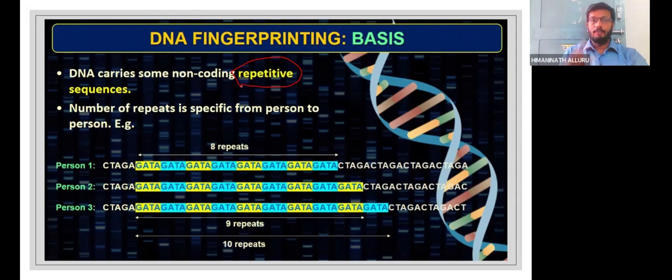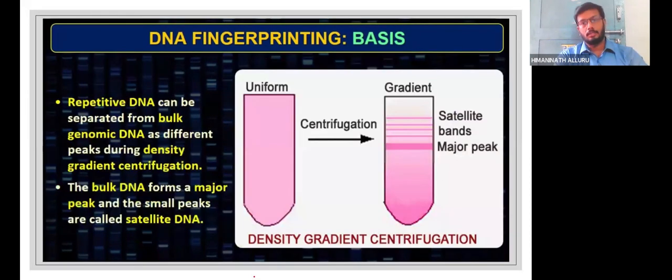We are going to find the fingerprinting based on how much difference there is between two individuals in terms of the repeated sequence. You can see on the screen, in person one the sequence is repeated 8 times. In another, it is repeated 9 times. In some other, it is repeated even 10 times. So we can say these three individuals differ in their particular repetition. Otherwise, their nucleotide sequences are going to be the same. So these students must understand.